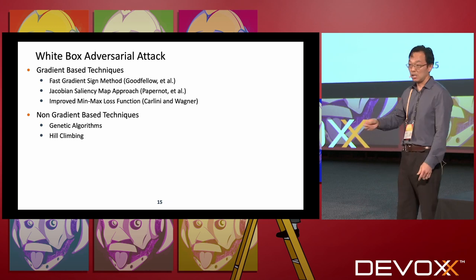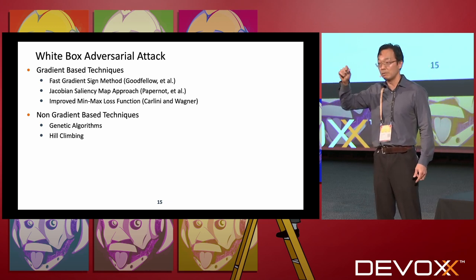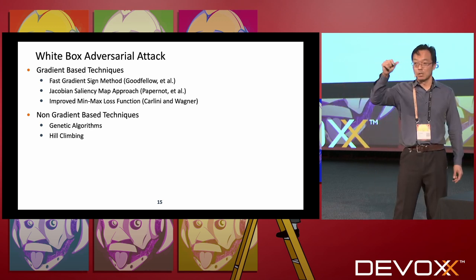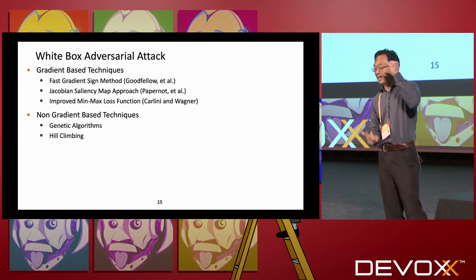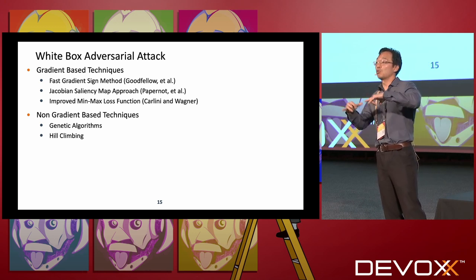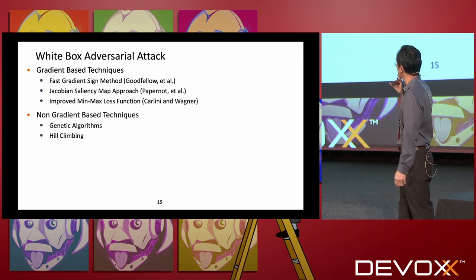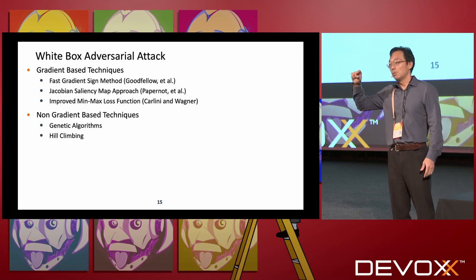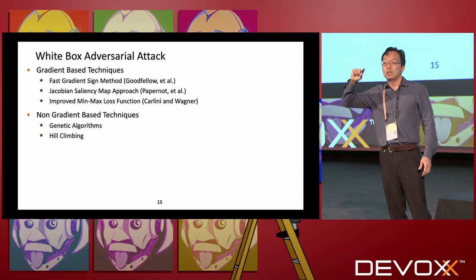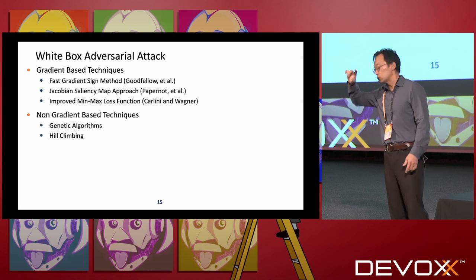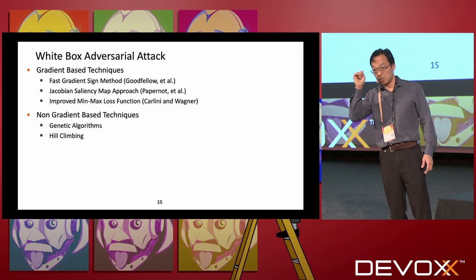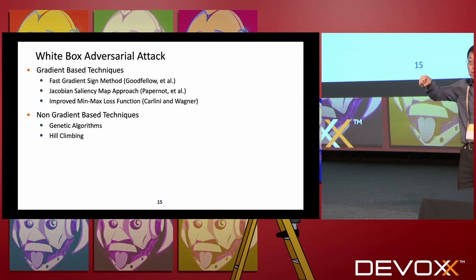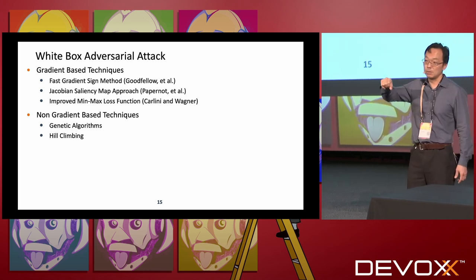So the first is fast gradient. You take every single pixel, you find the derivative of the error with respect to that pixel, and you move it in the direction that increases the error just a little bit. But in aggregate, when you tie them all together, they result in a great change in the output. Okay? The next is the Jacobian saliency map approach, where we take the derivative and try to find those pixels that affect the target class the most and the other classes the least, and zing those pixels. Okay, and twist them a little bit more than you would in the fast gradient sign method.